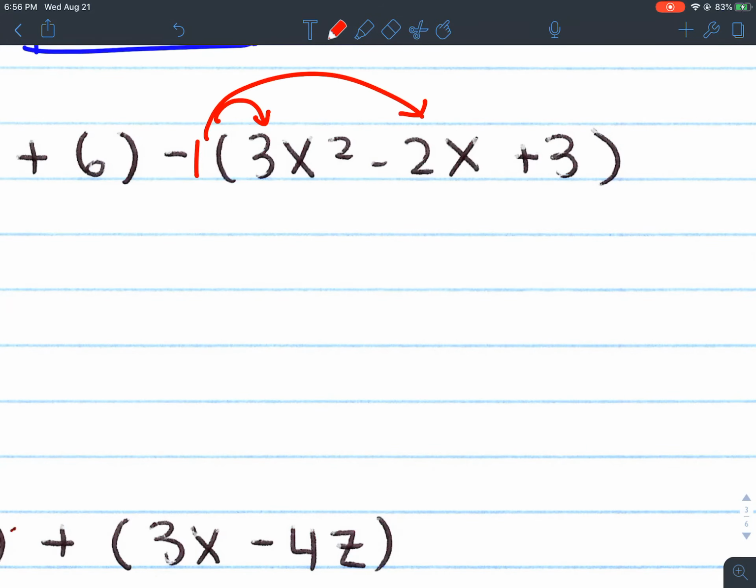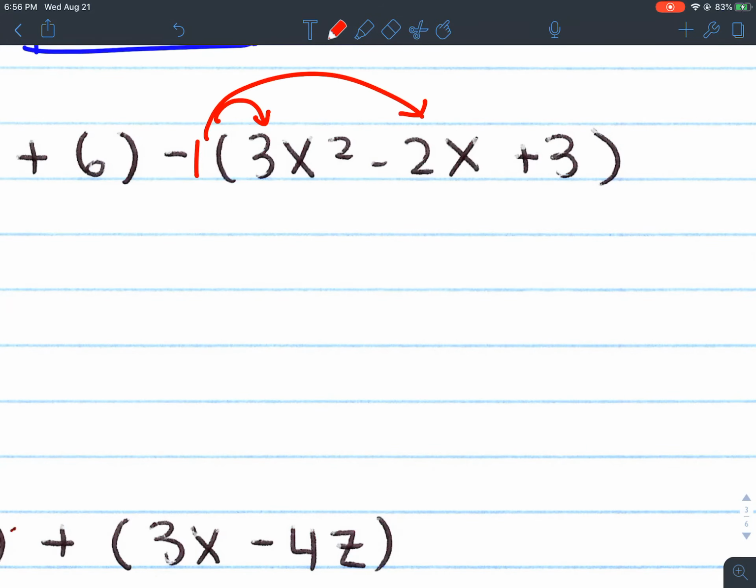So the first set of parentheses I can drop. But the second set I cannot. So I'm going to have to distribute here. So negative times 3x squared is going to be negative 3x squared. Negative times negative 2x is going to be positive 2x, because negative 1 times negative 2 is positive 2. And then negative 1 times 3 is going to be negative 3. So it changed all of my signs. None of my terms changed, just the signs.